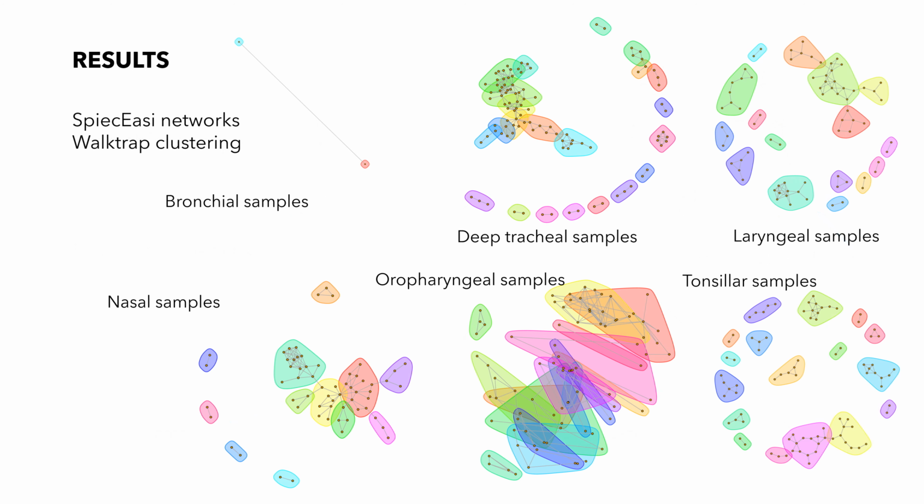Into the clustering results, I am showing you here the clusters detected by the walktrap algorithm in the SpeakEasy networks from all the sampling sites. I will explore these clusters in more detail to find bacterial genera that behave as keystone members, which is the equivalent of a hub in other networks.